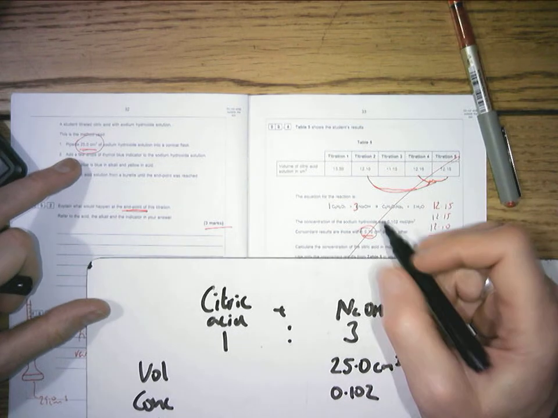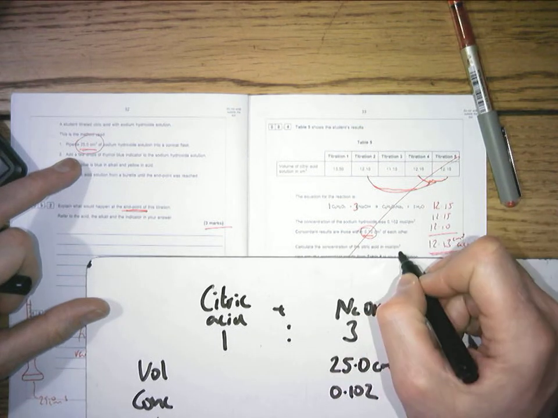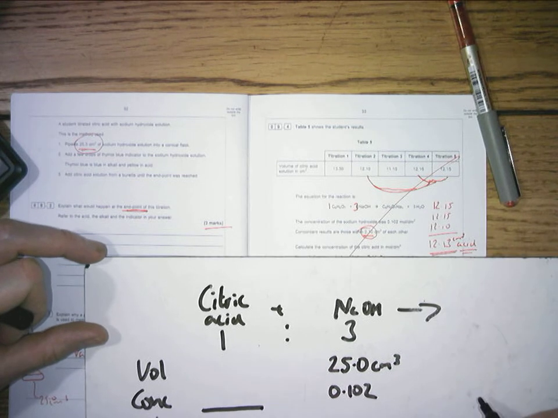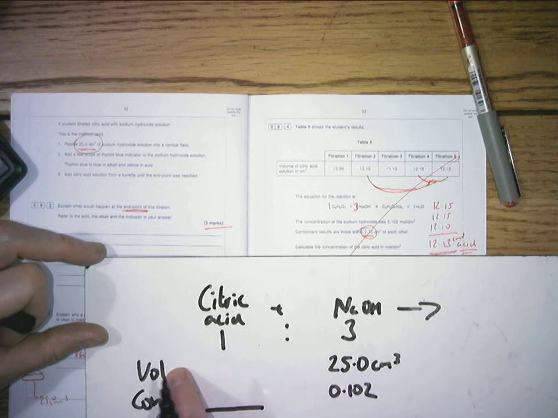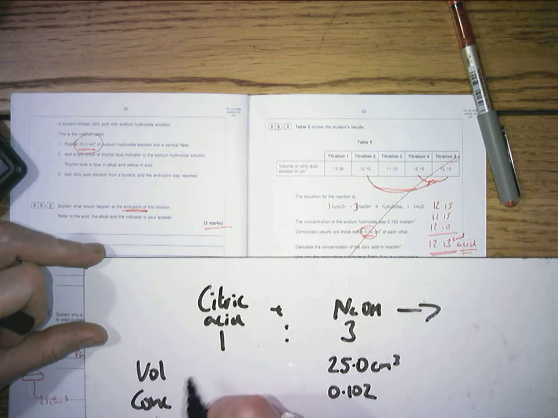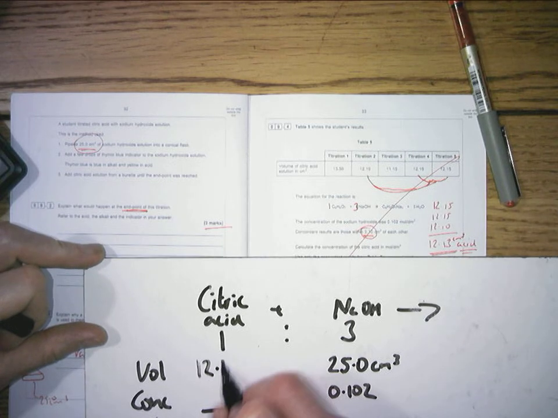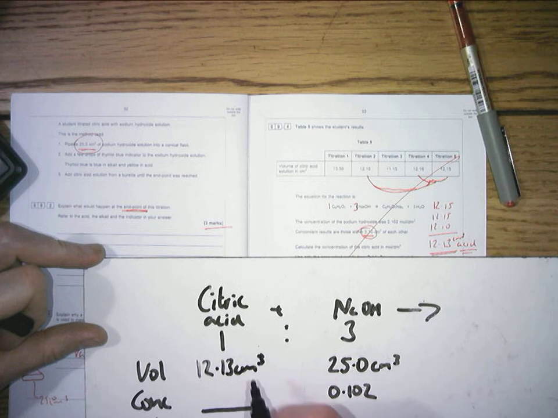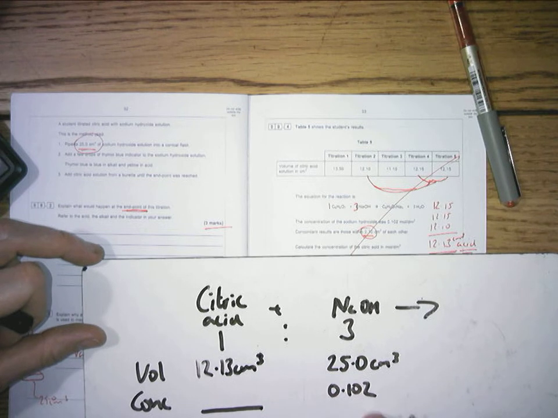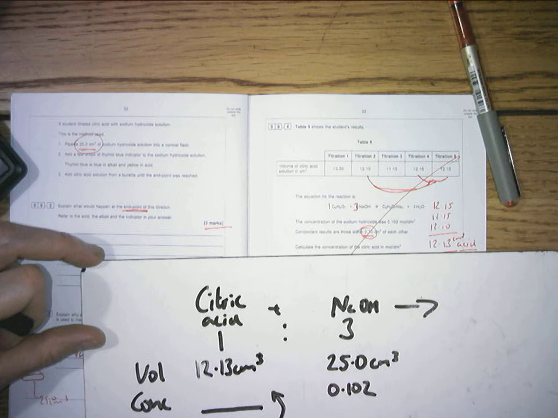What am I being asked to calculate? Well, I'm being asked to calculate the concentration of citric acid. So I'm after this box here. What other pieces of information have I got? Well, I know the volume of citric acid. I worked that out, didn't I? The volume of citric acid was 12.13 cm cubed. I don't have moles, so I can't yet work out the concentration. But if I work out the moles of sodium hydroxide and I know the reacting ratio, I can go from there to there, and from there I can go to there.